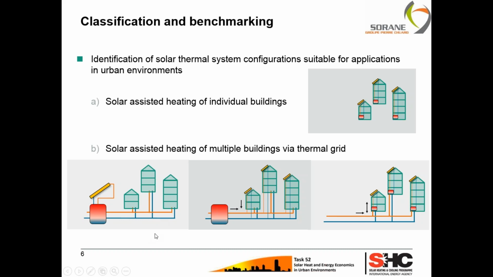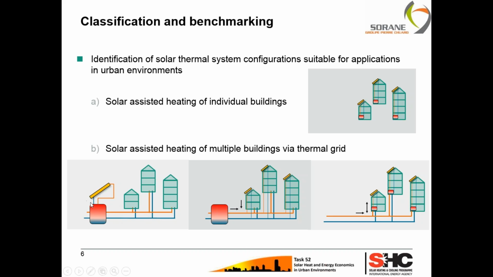So as you can see here on this picture, there are examples where the buildings are not alone with their energy system, but are involved in a common energy system in which we want to add solar energy in order to increase, for example, the ratio of renewable energy in it. So there are many options to integrate solar energy in such an energy system.